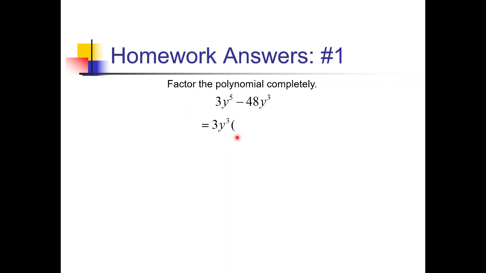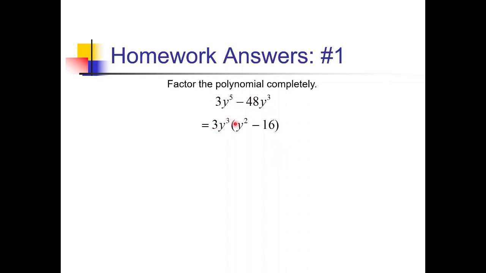So 3y to the third, 3y cubed, coming out of 3y to the fifth. 3y to the fifth divided by 3y cubed is y squared. And negative 48y cubed divided by 3y cubed is going to be, let me think, negative 16.